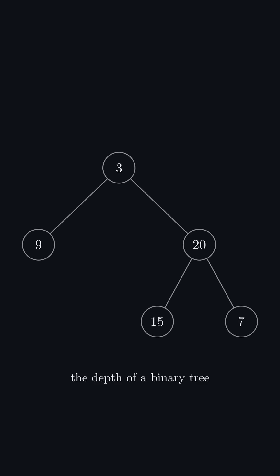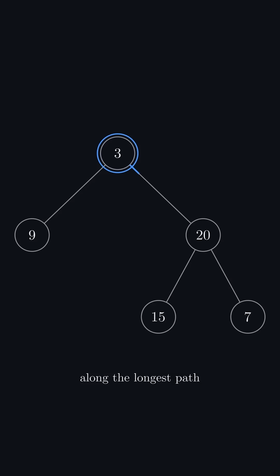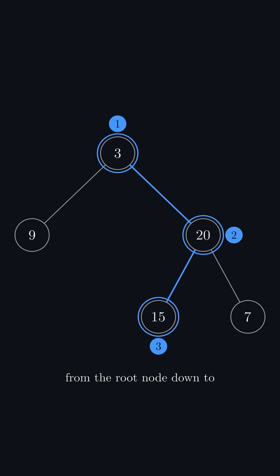The depth of a binary tree is the number of nodes along the longest path from the root node down to the furthest leaf node. So in this example, the answer would be 3 because the longest path from the root node down to the furthest leaf node, which could be 15 or 7, contains 3 total nodes.